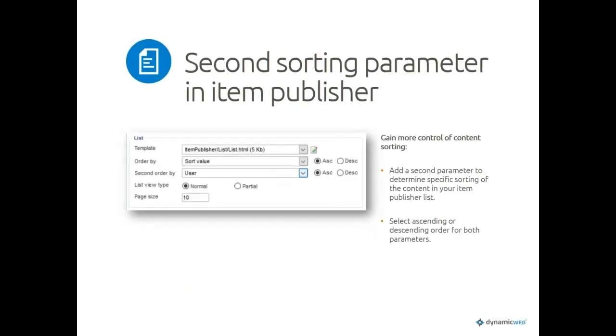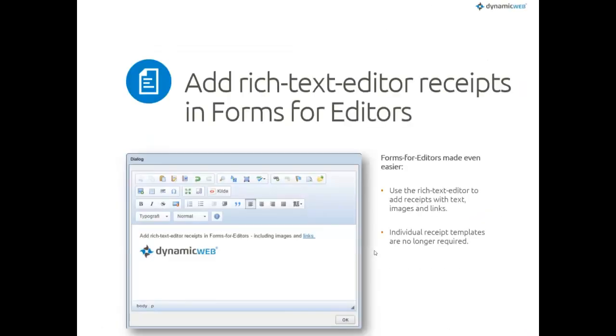Also related to items, the item publisher received a possibility of adding a secondary sort option. So if you sort things by, for example, a price, and you have the same price on more than one item, you can set a second sort, so that would be alphabetic. This is especially relevant for lists that are based on a lot of items where you have similar values in some of the fields, and now you can control what the secondary sort order would be.